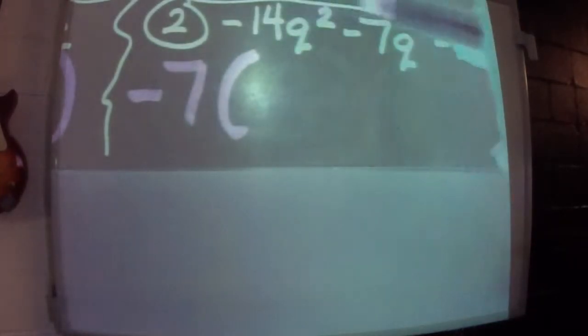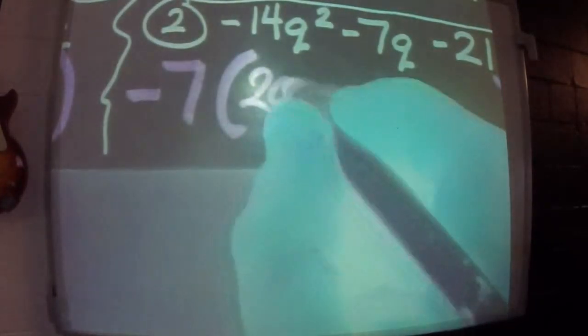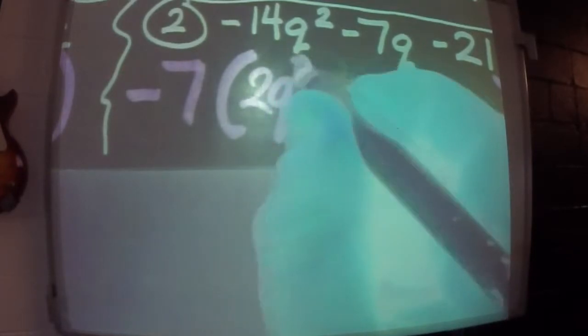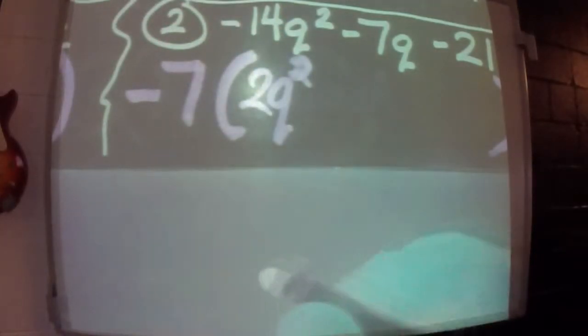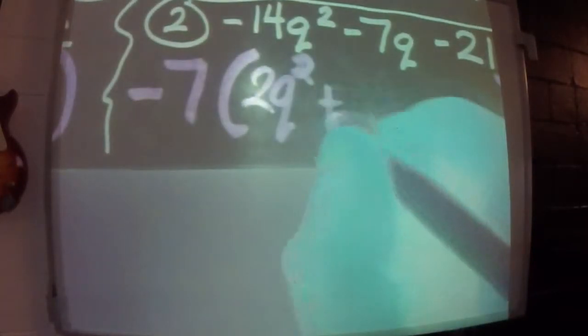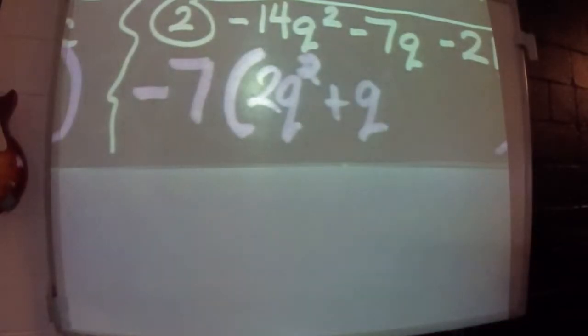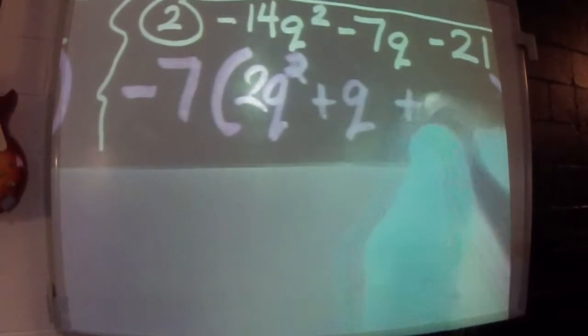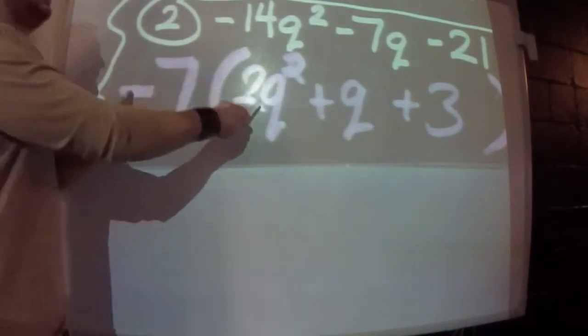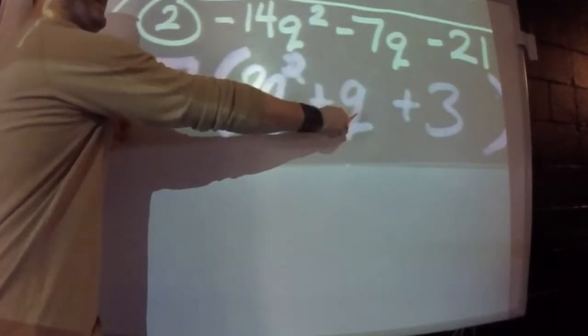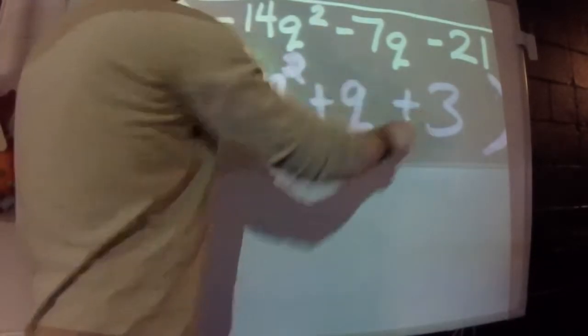So -14 divided by -7 made positive what? 2q squared. I didn't take any of the q squareds off. Then -7 divided by -7 made positive 1. So it's just plus 1q. -21 divided by -7 made 3. If done right, you should be able to redistribute -14q squared, -7q, and -21.